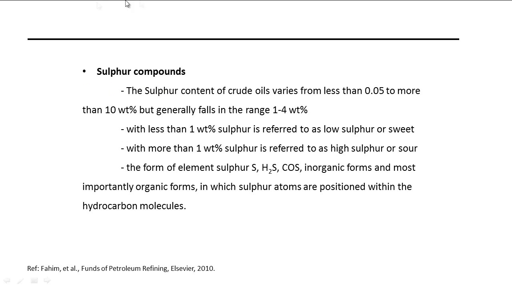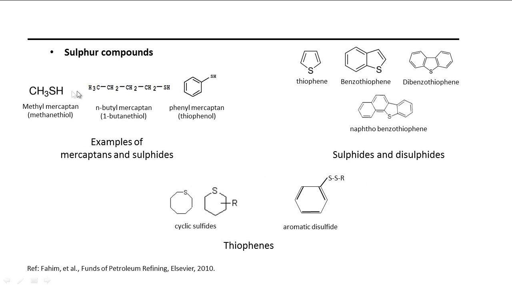As you know, sulfur should be got rid of from the crude oil during the process, because the sulfur compounds here act acidic and can cause serious corrosion in the process.